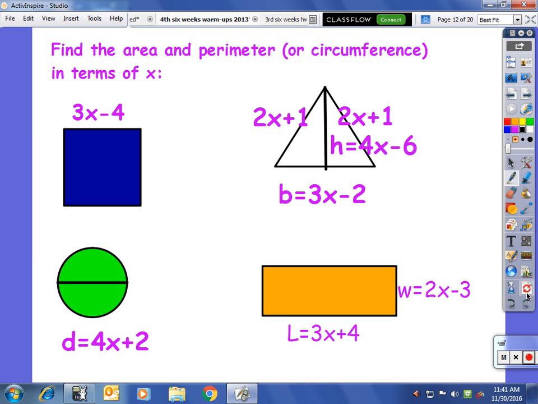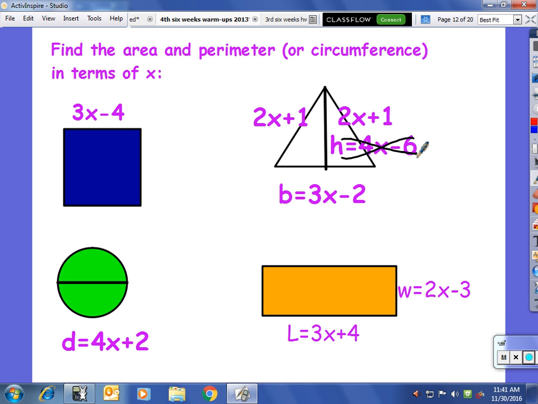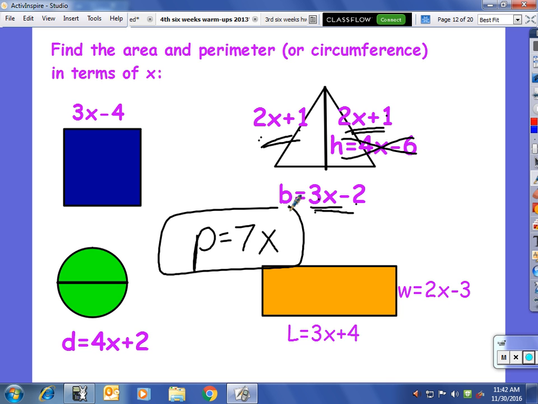Now, how about perimeter of this? We don't need height for perimeter. If height's inside the triangle, that's not a part of the perimeter. You need all 3 sides, and you add them up. And if there's any like terms, you want to put them together. So what's the perimeter? 3x plus 2x plus 2x is 7x. And then positive 1 and positive 1 is positive 2, and positive 2 combined with negative 2. So it's just 7x. Just plain old 7x, because positive 2 and negative 2 cancel out.